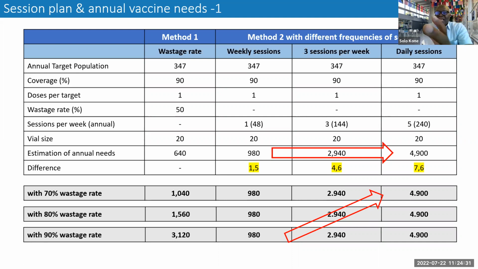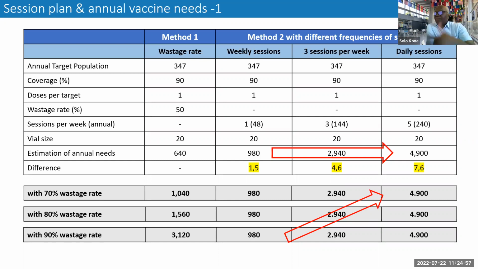If you are using 3 sessions per week, it will increase to 2,940 doses. And if you are making daily sessions for that facility, you'll have 4,900 doses. You see how it matters. So now, as you have this here, you can see that the way you plan your sessions, you can decide accordingly based on this output.